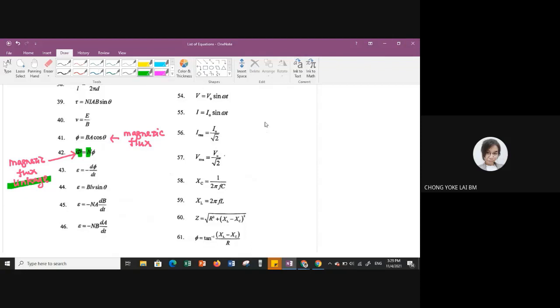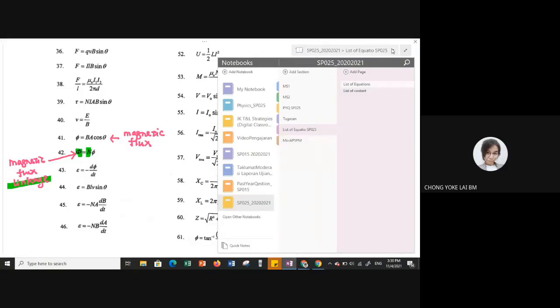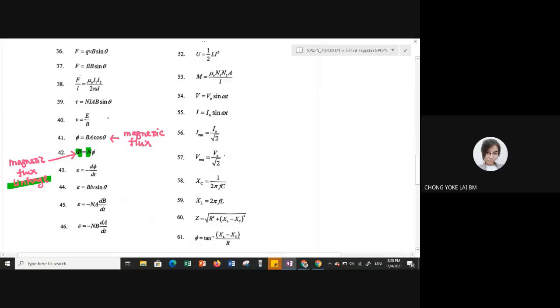Okay? So, bezakan betul-betul. Student selalu bersilap kat sini. Careless menyebabkan dia hilang markah. Kena be careful. Bezakan betul-betul flux and flux linkage. Dan ingat, the angle is angle between normal area with B, not plane of the coil with B. Kena be careful.